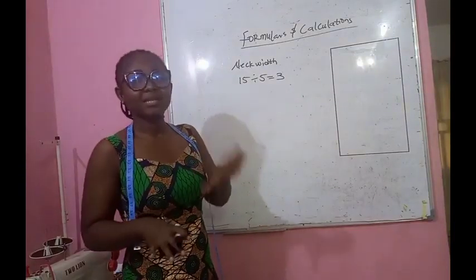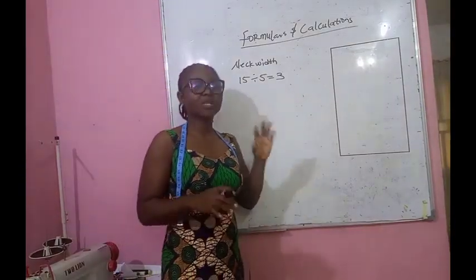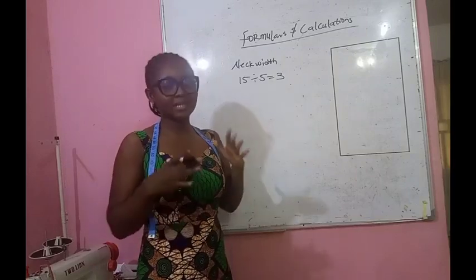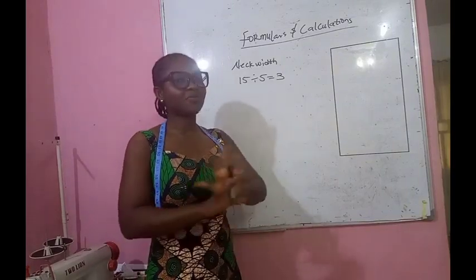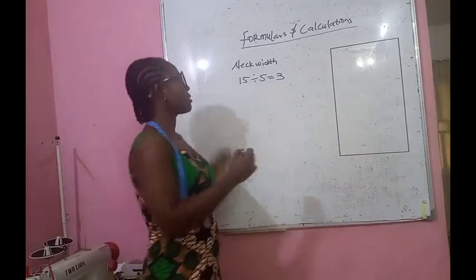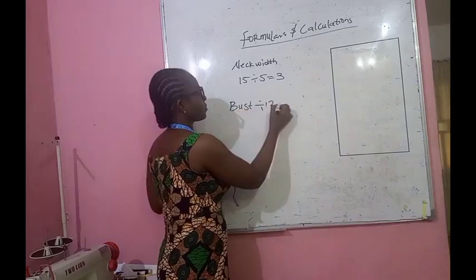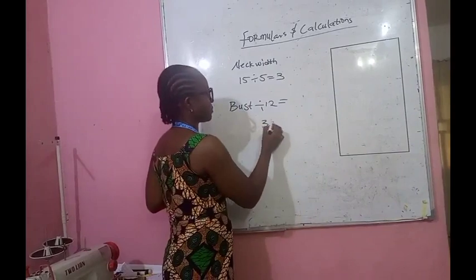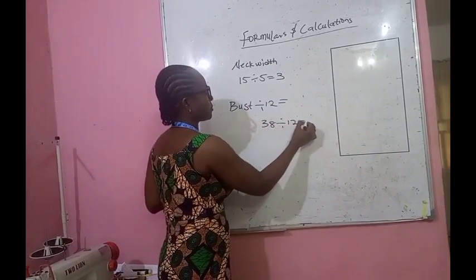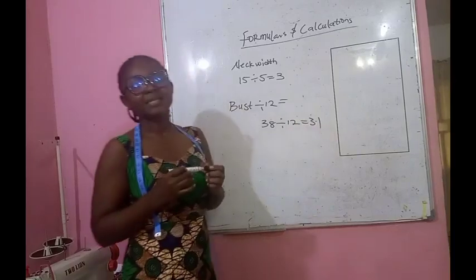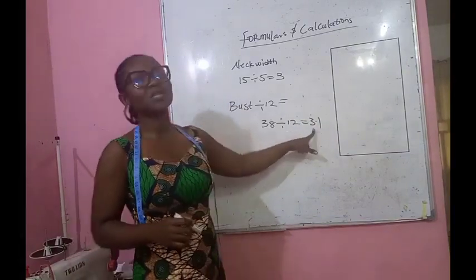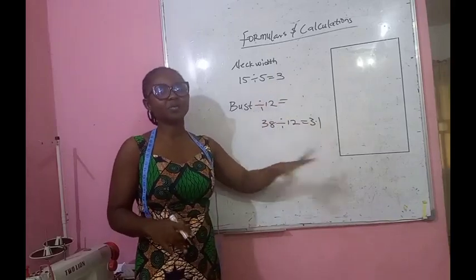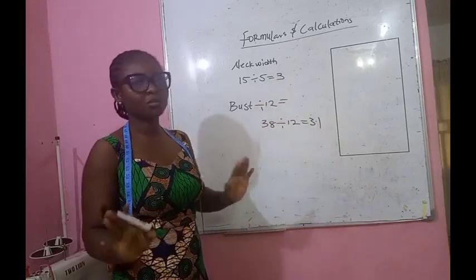Now the next calculation or the next formula that we're going to use to get our neck width is going to be our bust circumference. Our bust circumference divided by 12. Okay? Bust. So we're working with the bust of 38. 38 divided by 12 is going to give us 3.1. So what is the difference between 3 and 3.1? The difference is not much. They're almost the same thing.